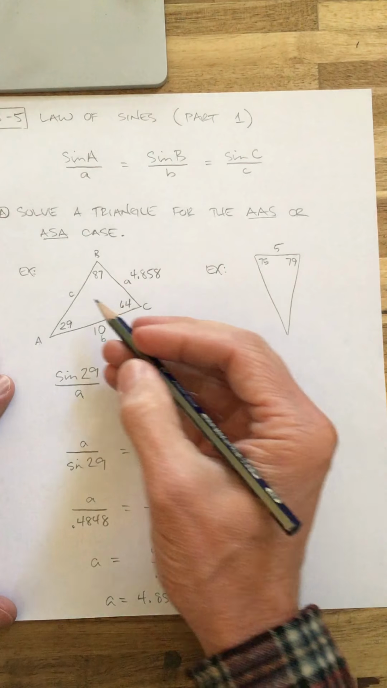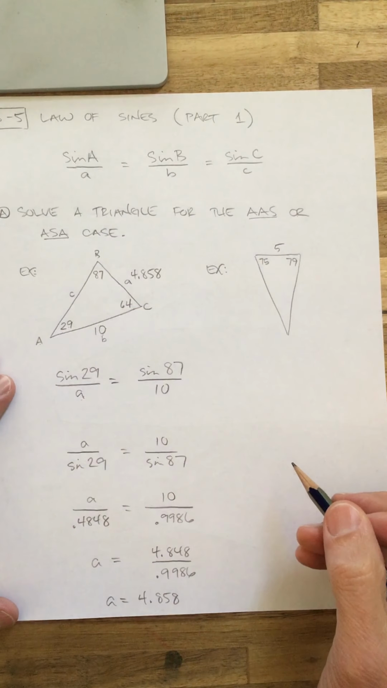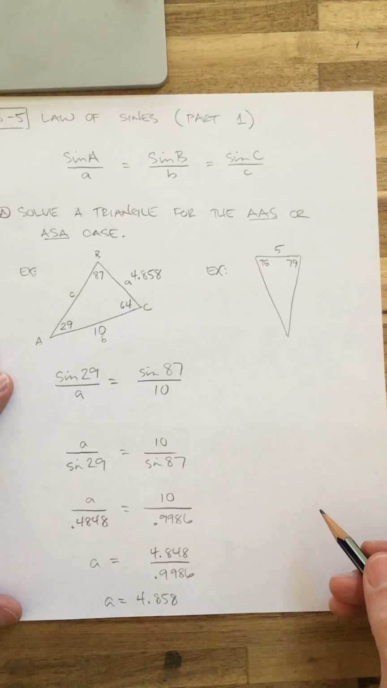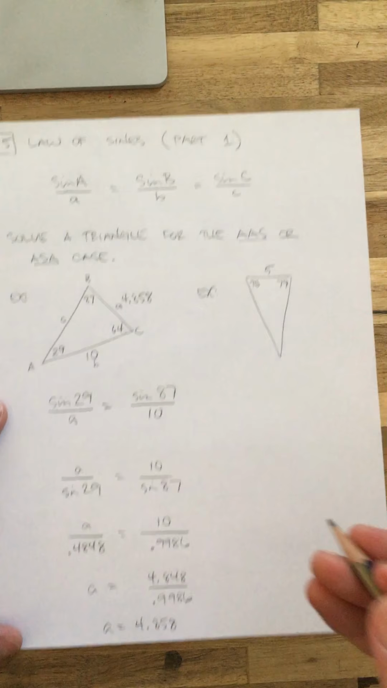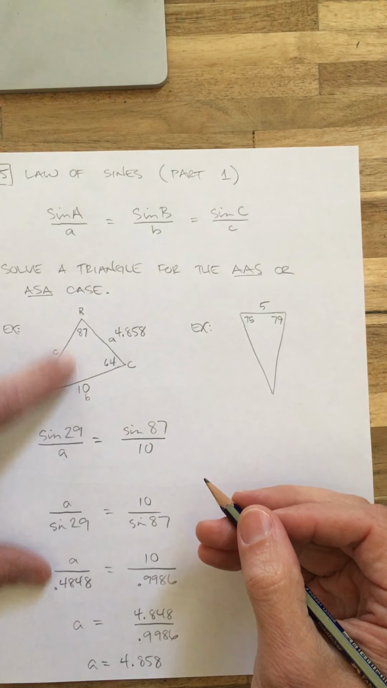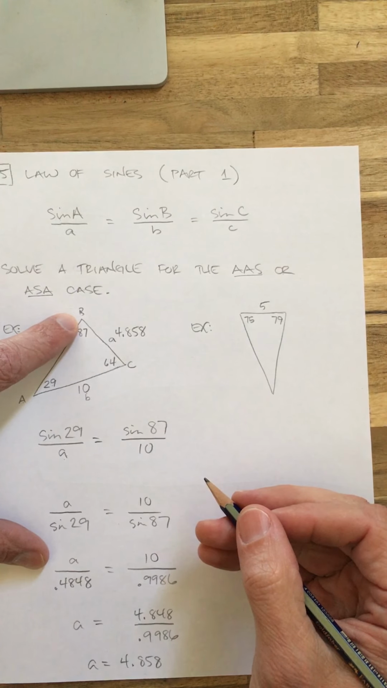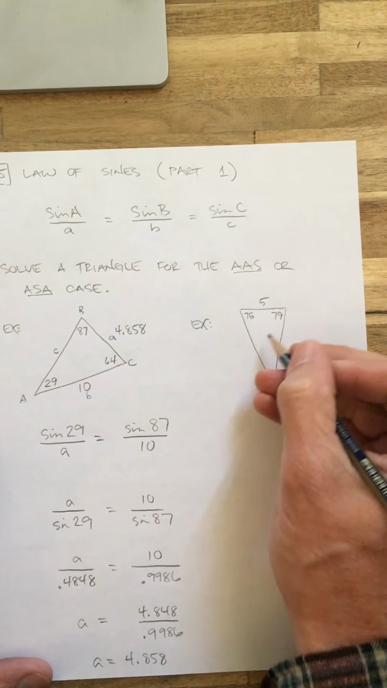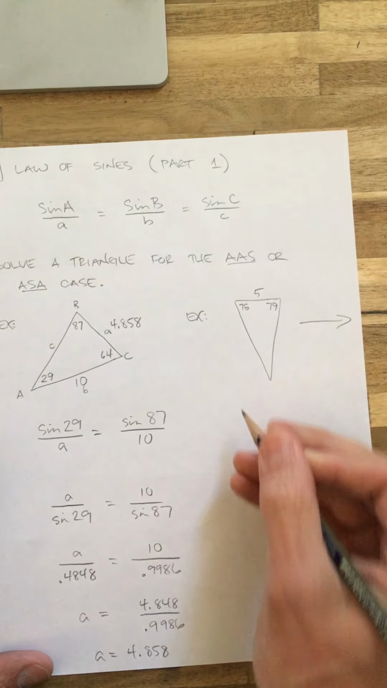Okay, one more thing. Now all I have to do is figure out C. Well, this isn't a right triangle anymore, so I can't use my Pythagorean theorem, right? So now I have to figure out C. I'm just going to do the same thing. I already know sine of 87 over 10, but I'm going to write it the other way. I'll do this example on another page.